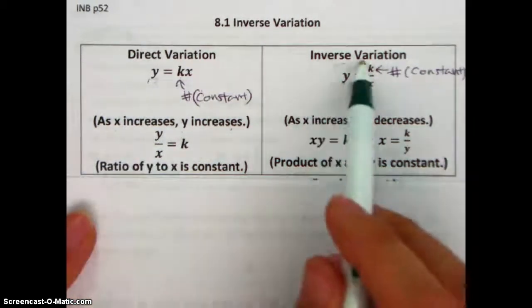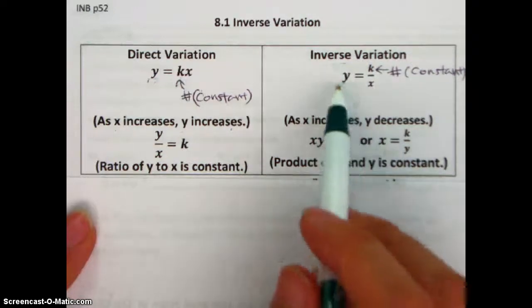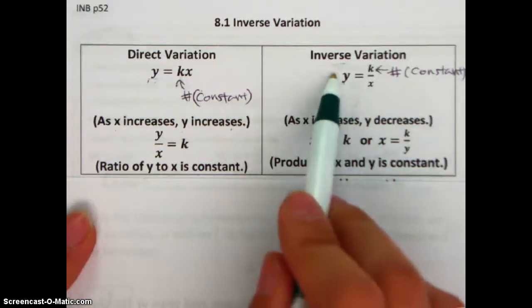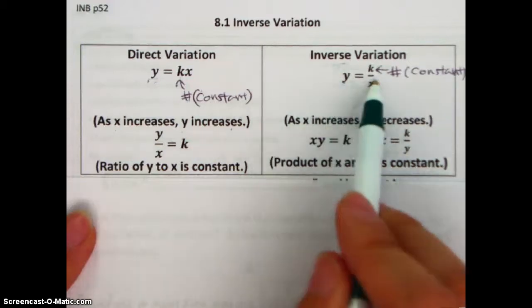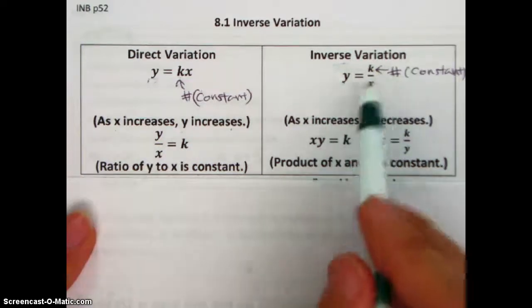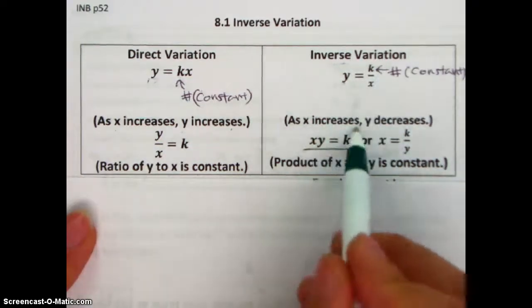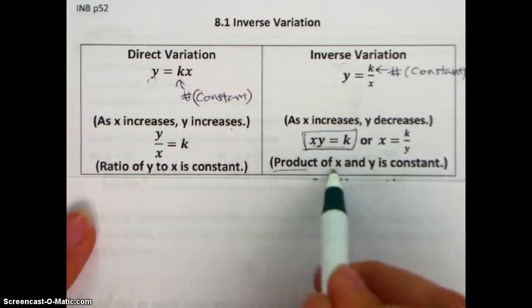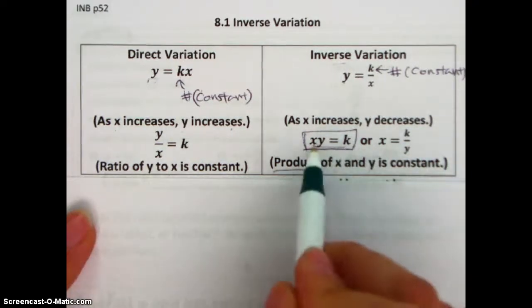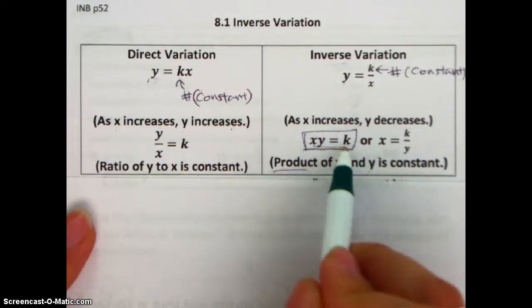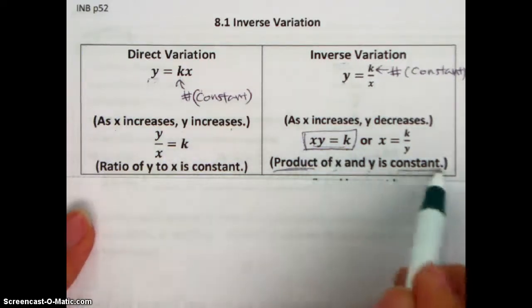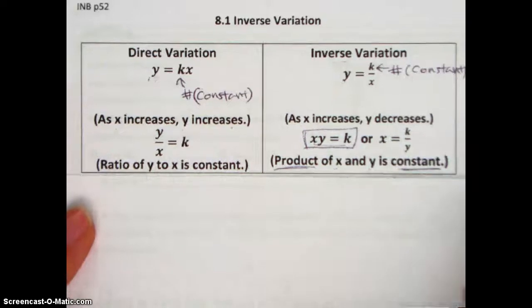If you divide the y value by the x value, you should have the same number. In inverse variation, if you manipulate that equation and multiply both sides by x, x times y is equal to k, because x will cancel out. This is important because it tells us that the product of x and y is always constant in inverse variation.